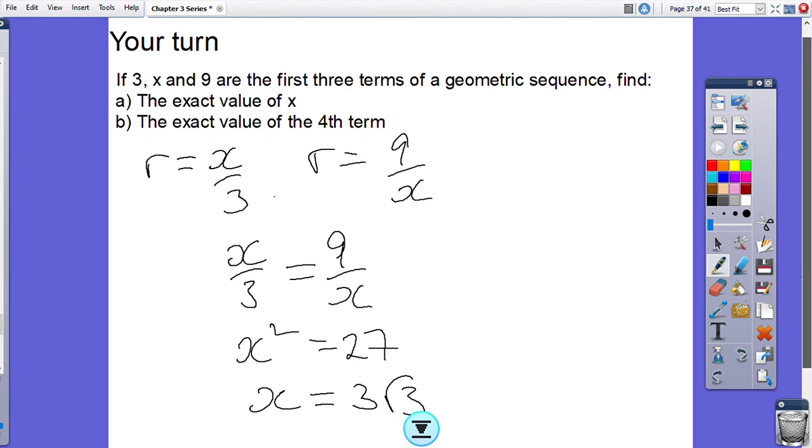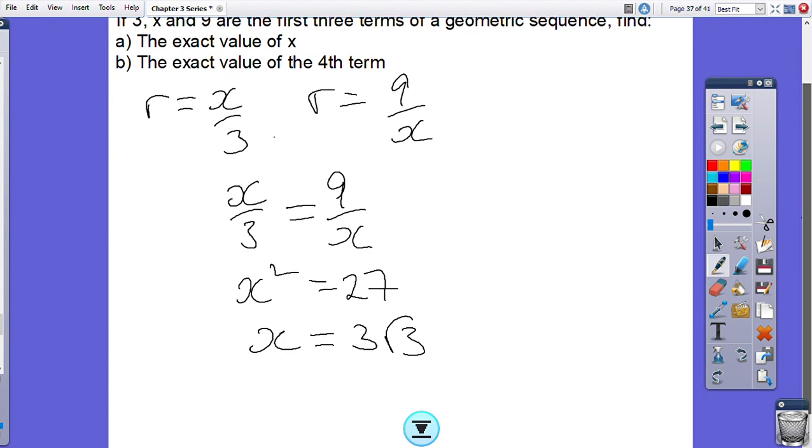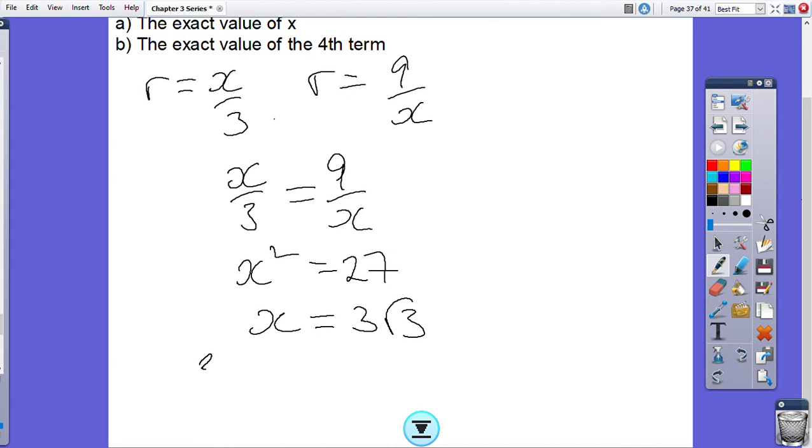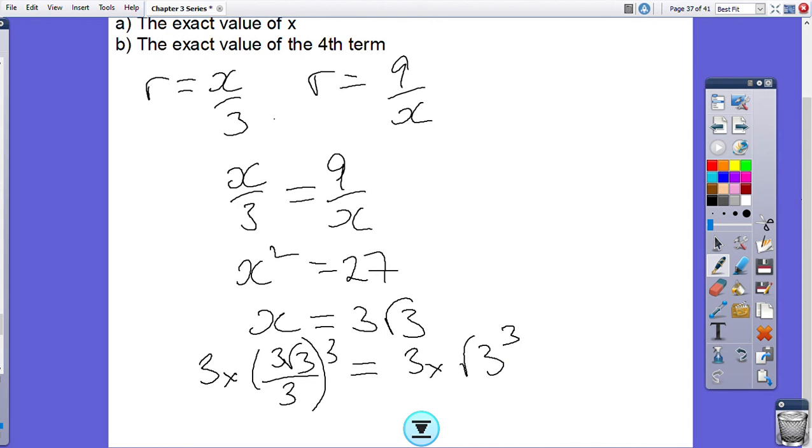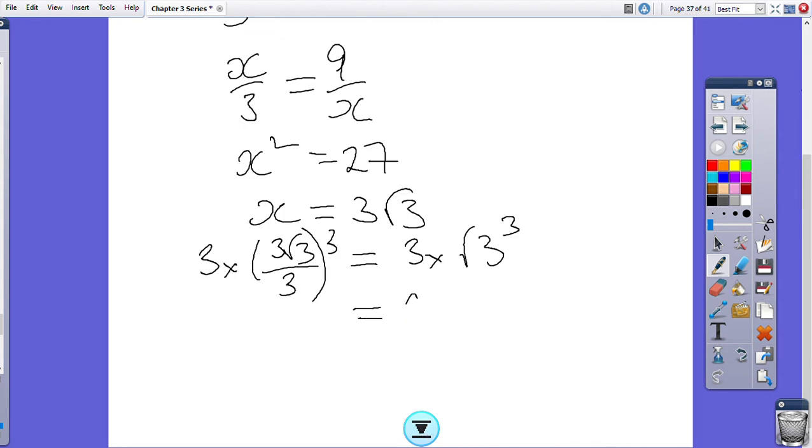Okay, we're just going to find the fourth term here. So let's find that by doing a, which is 3, times, well, we need to find out r, so that's going to be 3 root 3 over 3, to the 3. So the 3s will cancel, and you'll get 3 times root 3 cubed, which is going to be 9 root 3. Got there in the end.